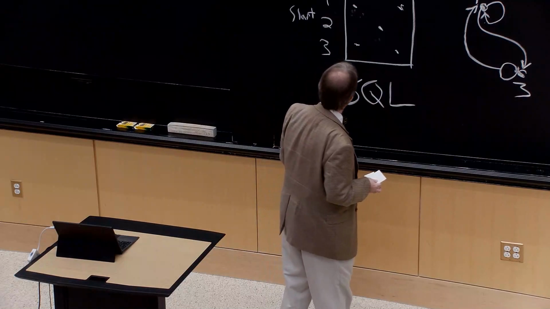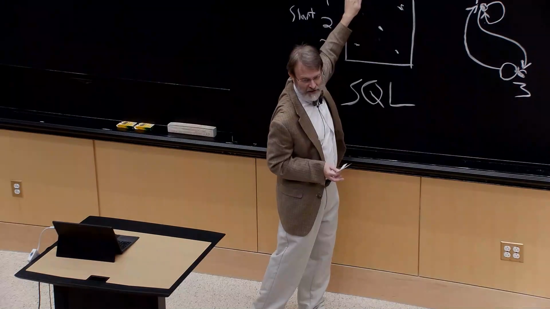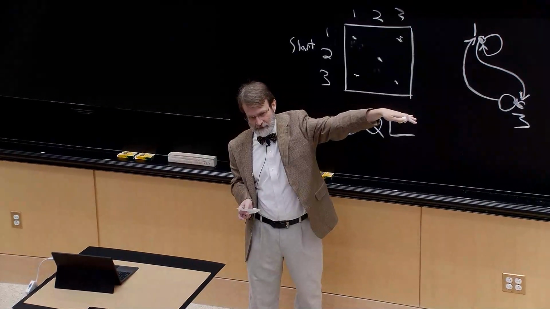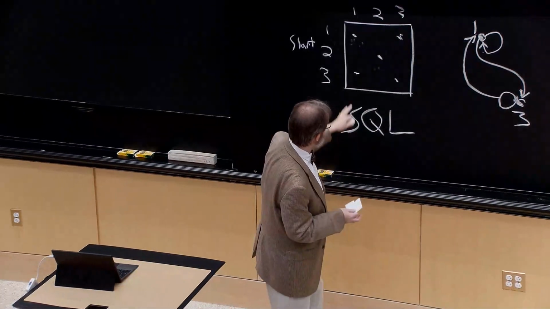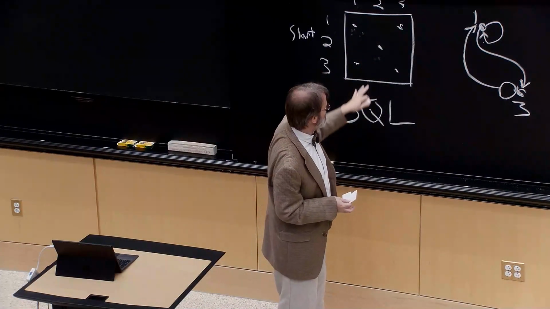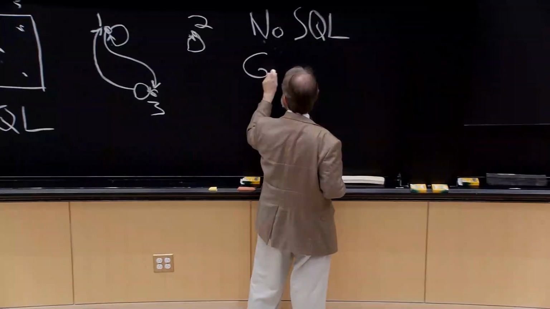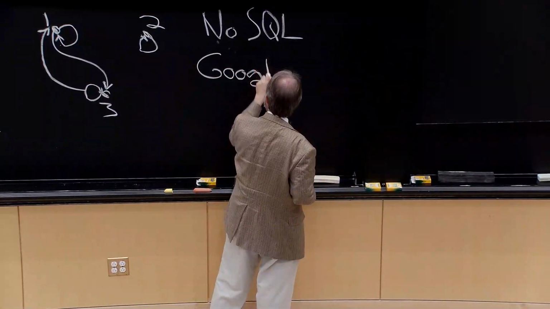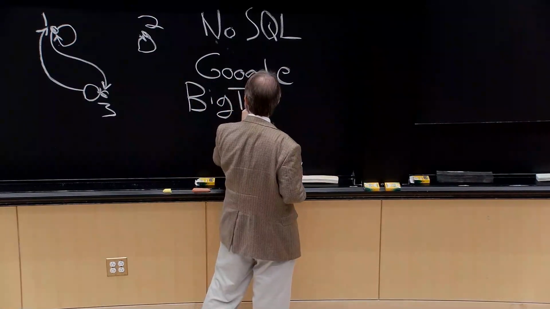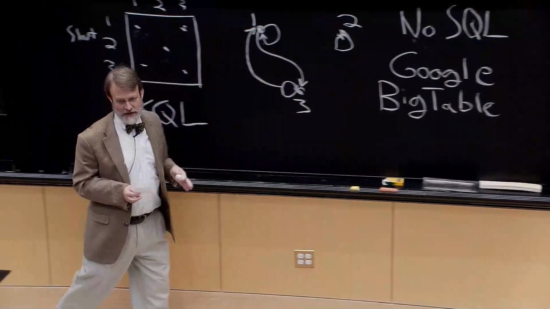So the rows were every web page, and the columns were every web page that each web page was pointing to. This is sometimes called an adjacency matrix or an adjacency array. And so they created a new type of database called Google Bigtable that was very good at storing this kind of information.